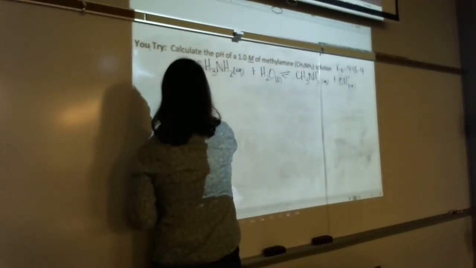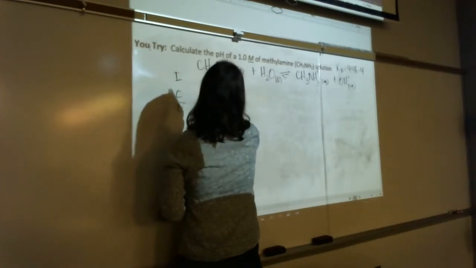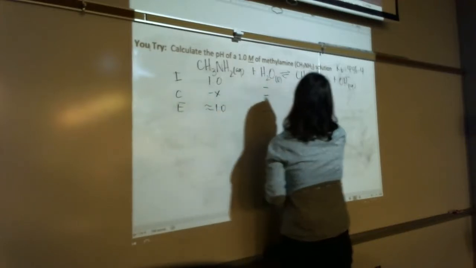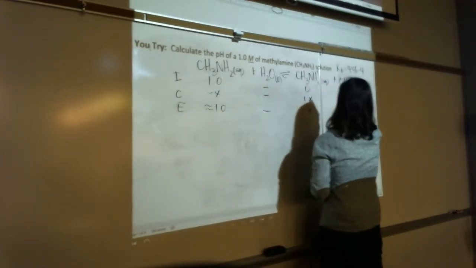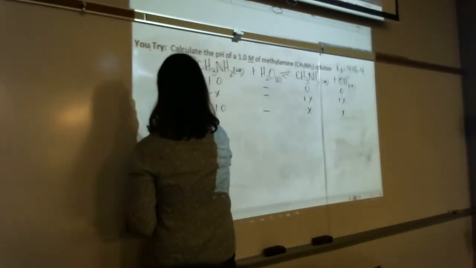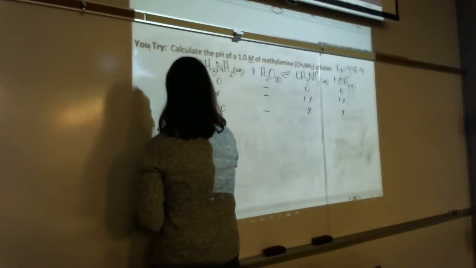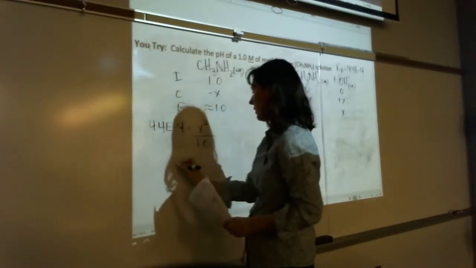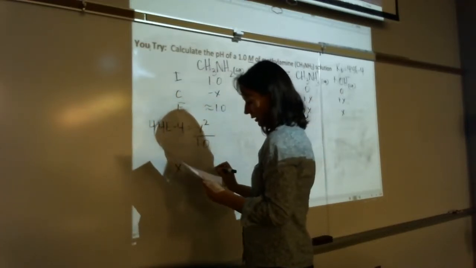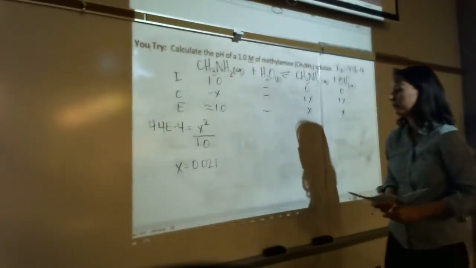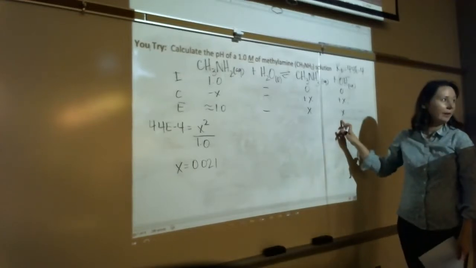Okay, so we can definitely use the 5% approximation. This is a weak base. So this is initially 1 molar minus x, 0 plus x, 0 plus x. So you say to yourself, okay, 4.4 times 10 to the negative 4 is equal to x squared over 1. All right, so when you take the square root, I got 0.021. Did you? So that's the concentration of hydroxide, right?